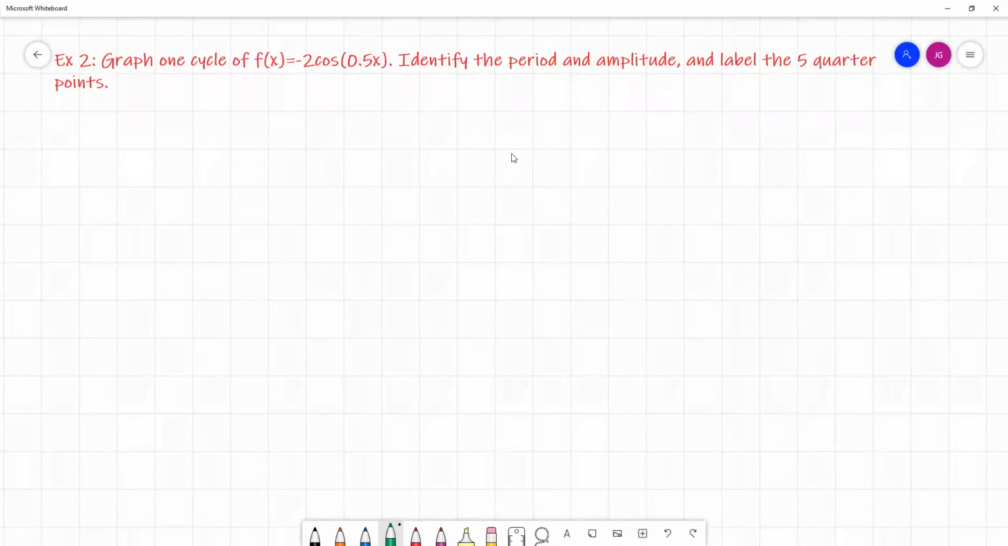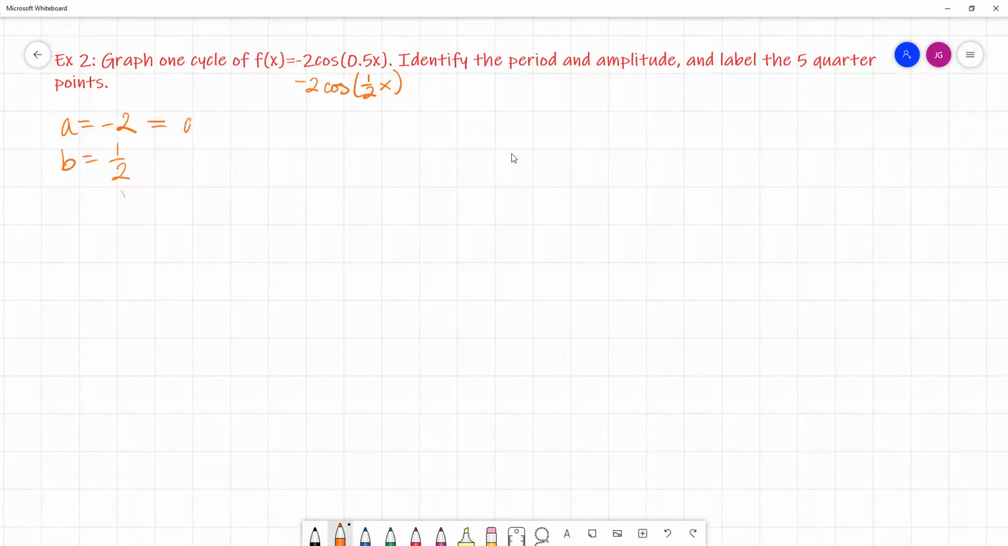So let's go ahead and start by identifying our a and b. Our a is -2. And our b is 0.5, but I'm going to write it as the fraction 1/2, because I can do the fraction typing. So this is also -2 cosine 1/2 x. So there's my a and b.